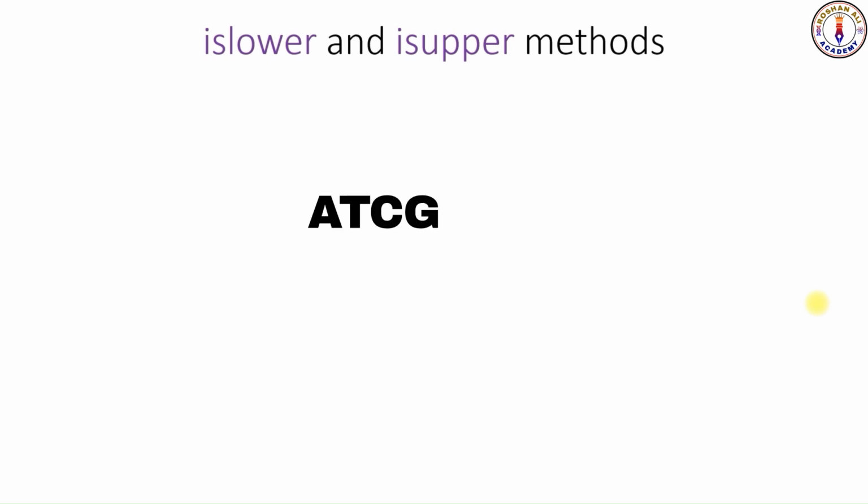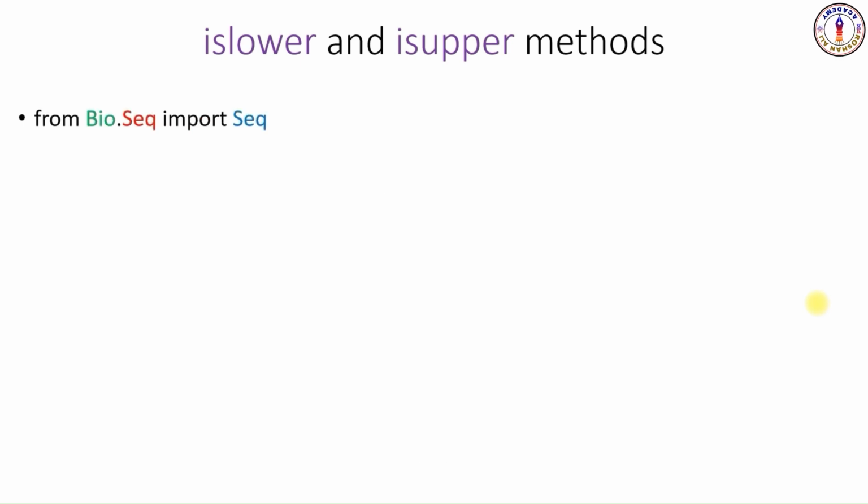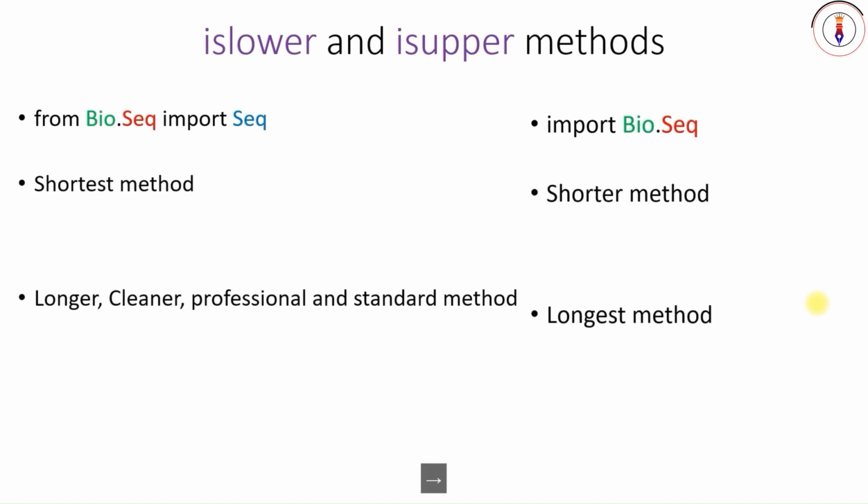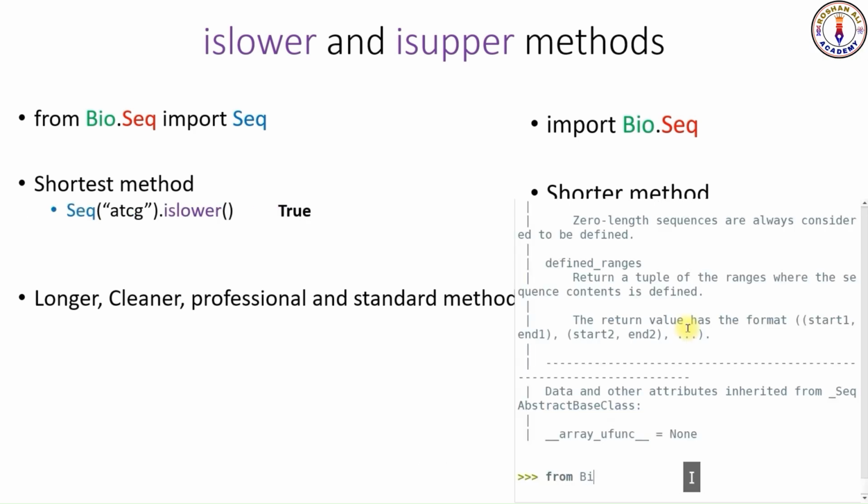Here I show you two different methods. In the first method, I import the class. In the second method, I import the module. There are two sub-sentences in each of these two methods. Here is the shortest direct method to see if the sequence given is in uppercase or lowercase.